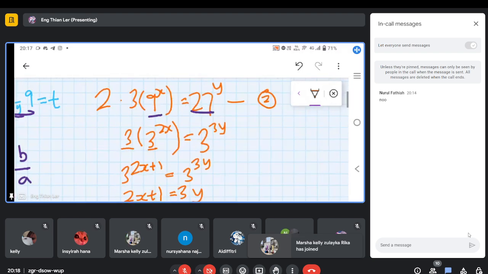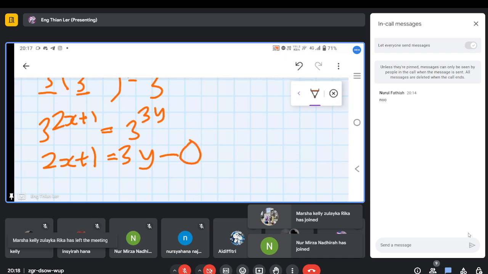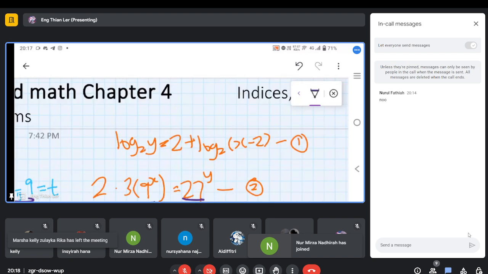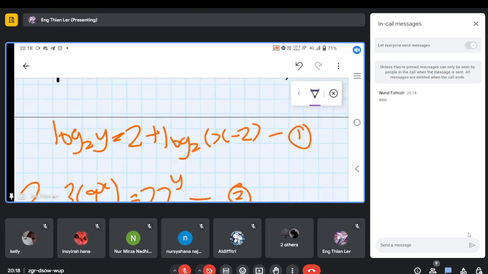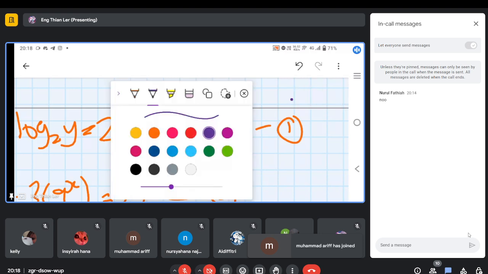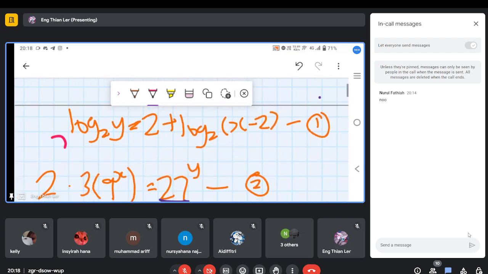Okay, so this will be equation 3. Now let's look at the log. We have log y base 2 equal to 2 plus log (x minus 2) base 2. This is easier to simplify. We just raise everything by 2 to the power, 2 to the power of everything like this. You can simplify already, so let's do that.